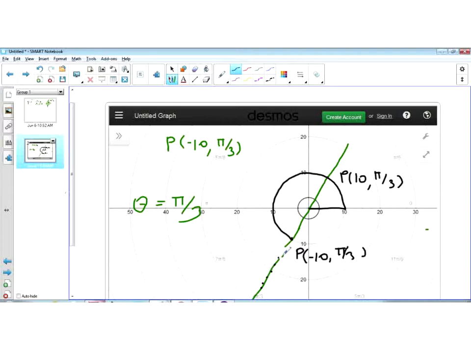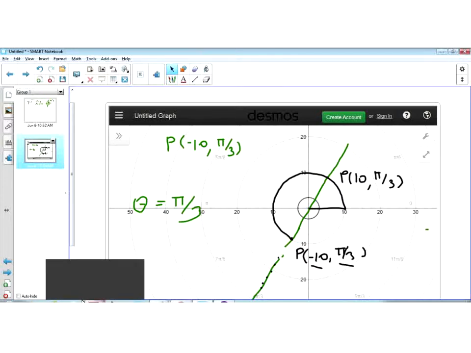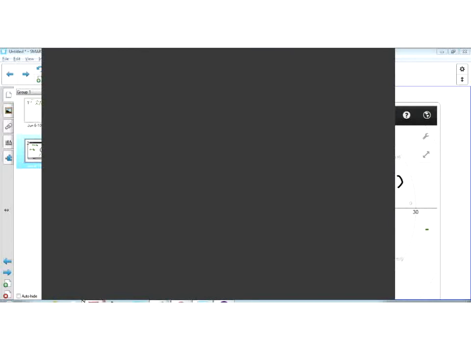All right, so again, the points along this ray of the line theta equals pi thirds all have ordinates of pi thirds, but their abscissas are all negative. So this is the justification for theta equaling a constant. That's one way of graphing theta equals a constant. All right, so what else?